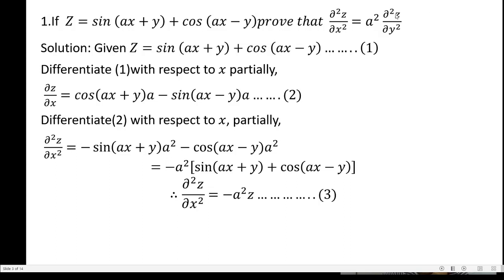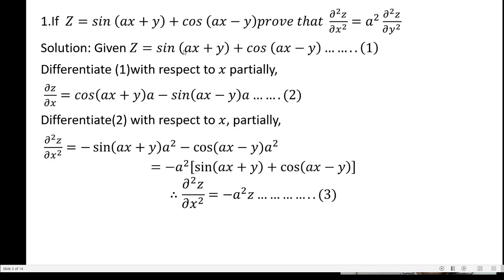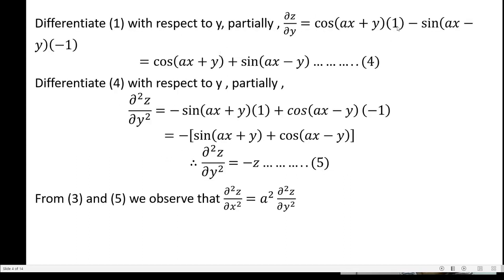we require the del square z by del y square value. Okay, therefore differentiate equation 1 partially with respect to y. What we have, del z by del y is equal to the differentiation of sin is cos(ax + y) into 0 plus 1, that is 1, minus sin(ax - y) into the differentiation of ax - y, which is minus 1. This is equal to what we can write, cos(ax + y) minus sin(ax - y). Minus into minus plus, therefore plus. Consider this as equation number 4.